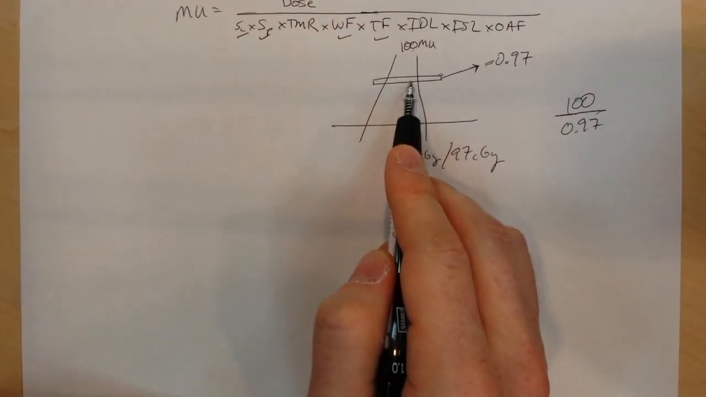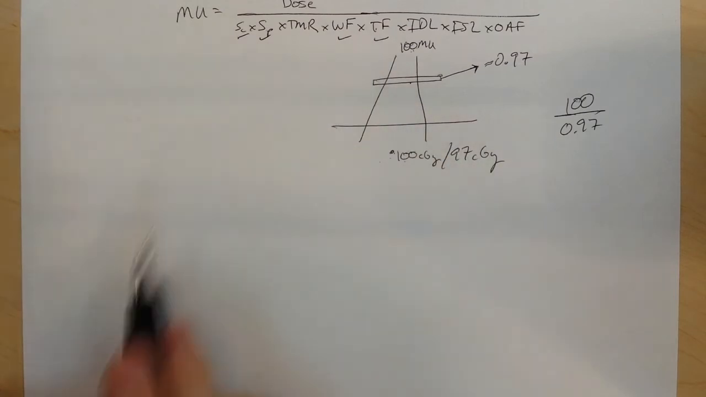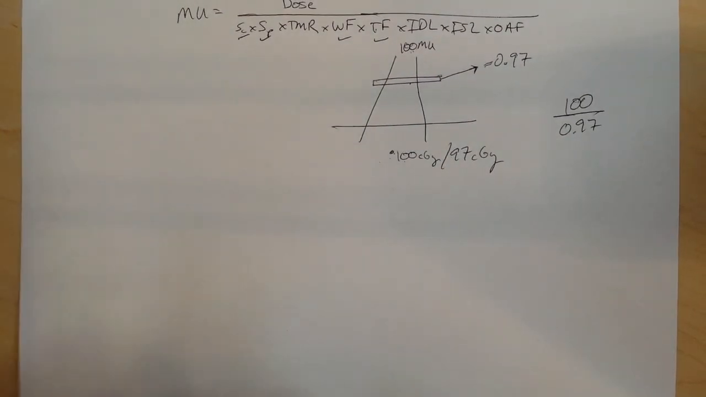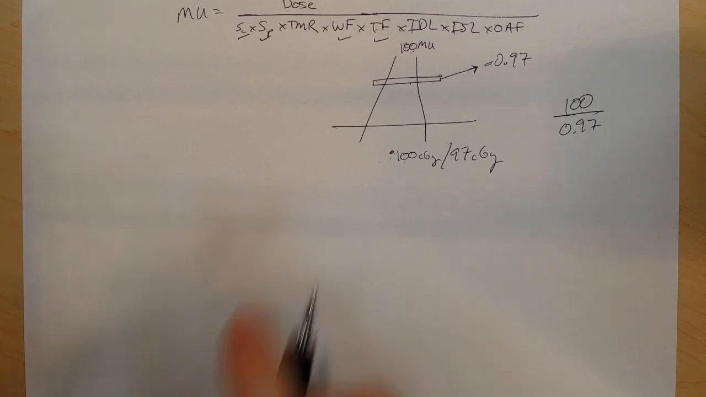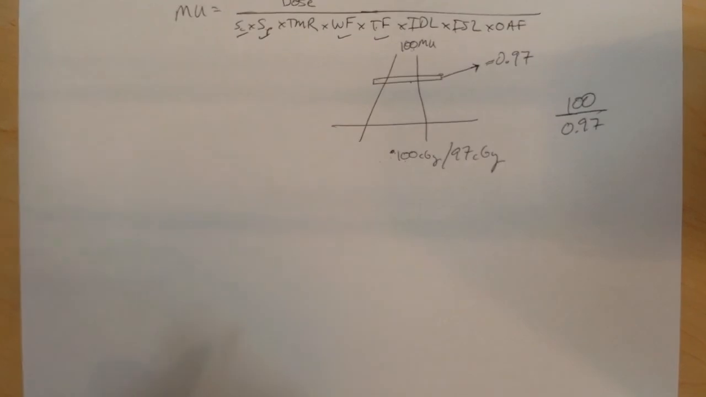Again, it's an attenuation factor. That's what we're doing when we put the tray factor in here: we're adjusting the monitor units higher to account for a decrease in output because of the attenuation by the tray. Now, wedges are a similar case. How do we measure a wedge factor?